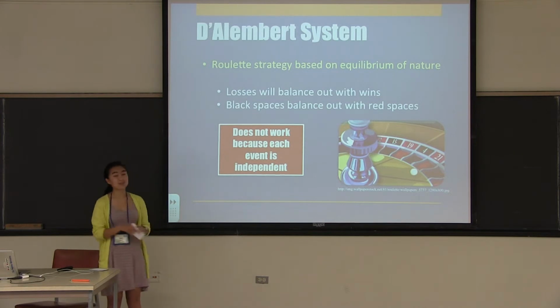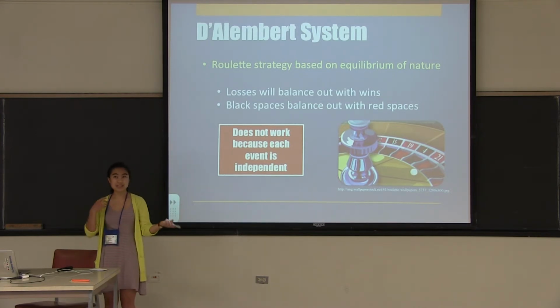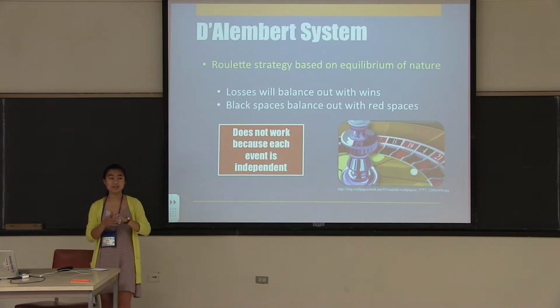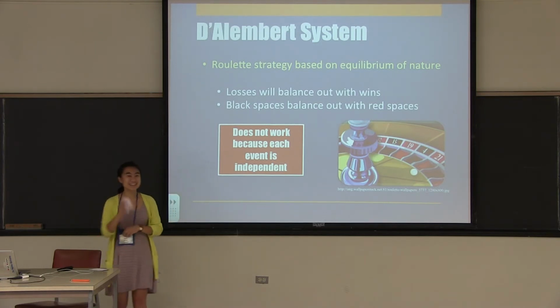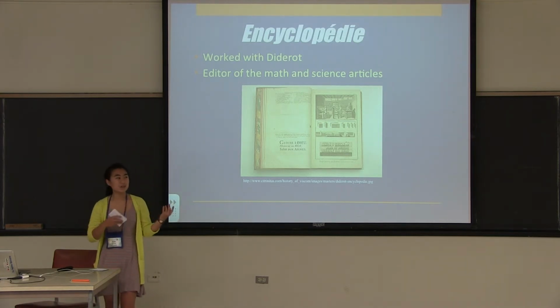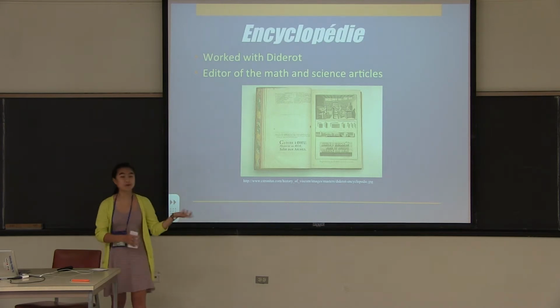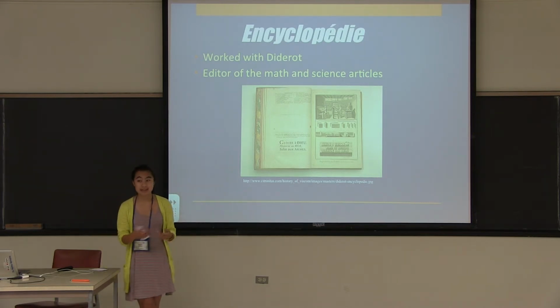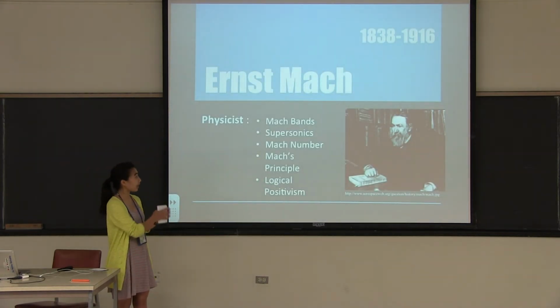And so D'Alembert was actually really into roulette, and he found this system or strategy because he believed in the balance of nature. If you lose a lot, then he thought you would win a lot later on. So he gambled. But this actually is not true because each event is independent of each other. Another thing D'Alembert worked on was the Encyclopédie with Diderot, which we all know had everything from literature to economics to politics, but D'Alembert specifically edited the math and the science articles in the book, and this was widely read at the time.